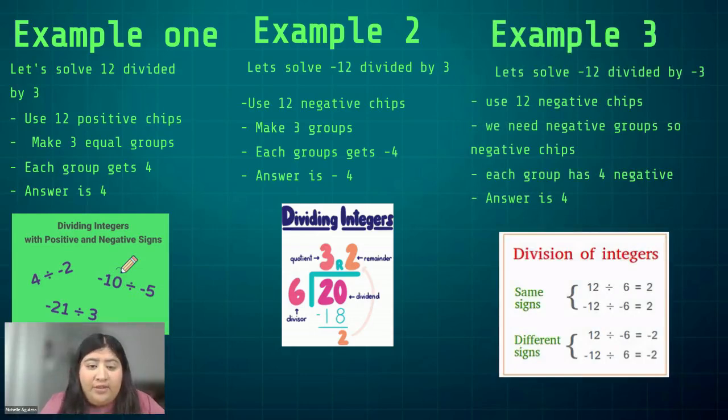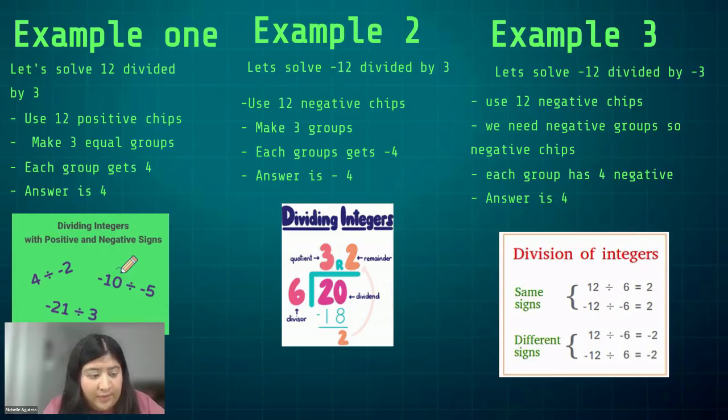Now let's do some practice together. Example number 1. Let's solve 12 divided by 3. So we're going to start with 12 positive chips and make three equal groups. That means each group would get 4 chips. So the answer would be 4.